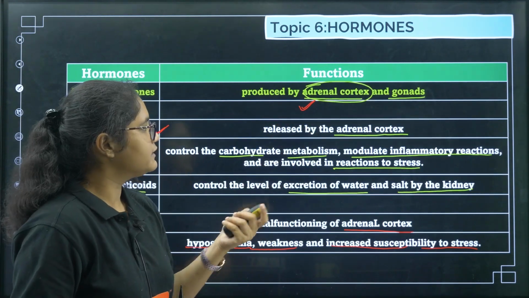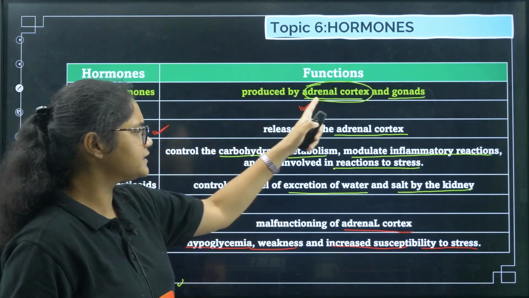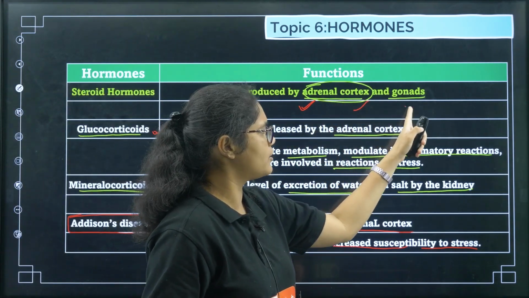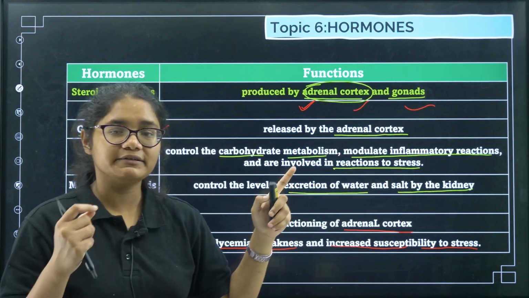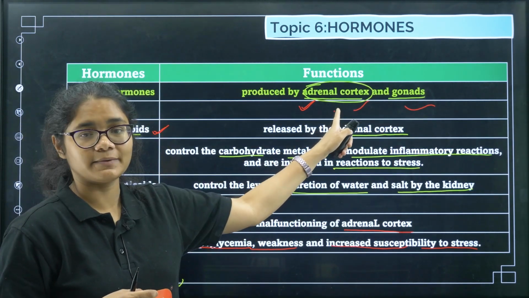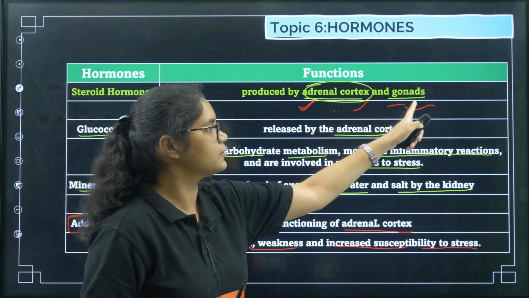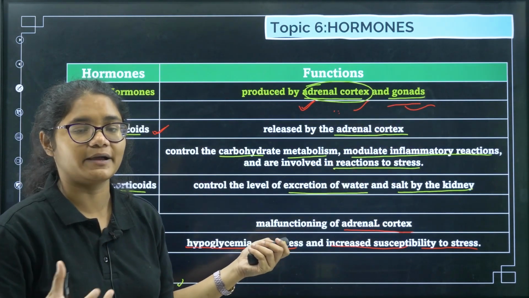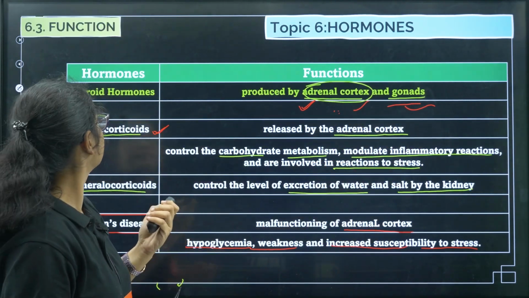Okay. Now I told you steroid hormones are synthesized by the adrenal cortex and gonads, right? So we have seen that glucocorticoids and mineralocorticoids are synthesized by the adrenal cortex. Now what are gonads? Which hormones are synthesized by gonads? So we can see here.